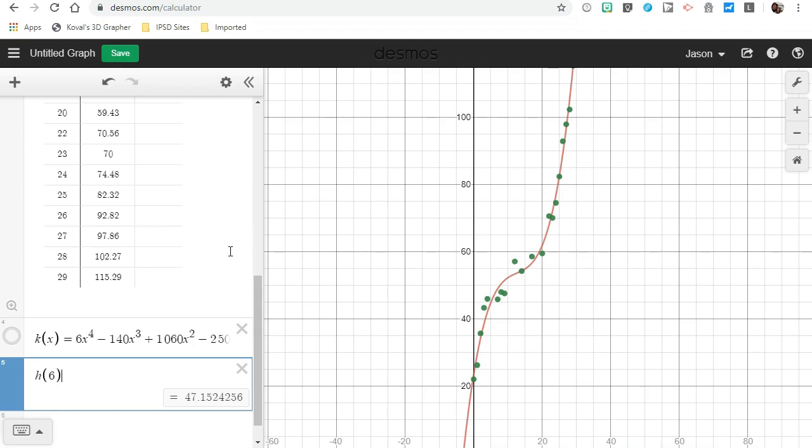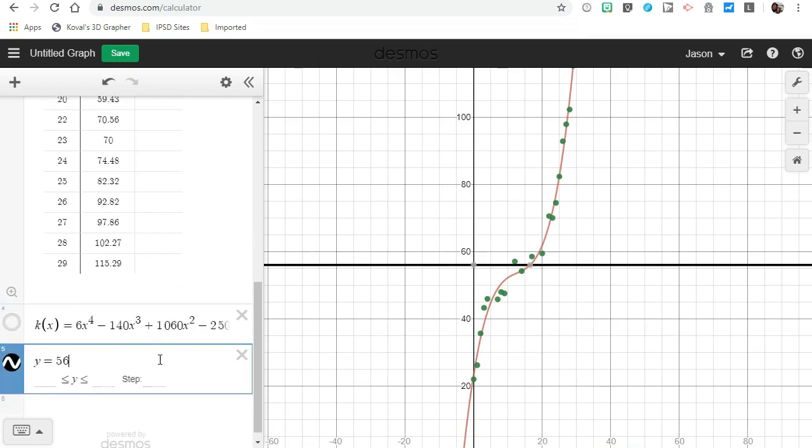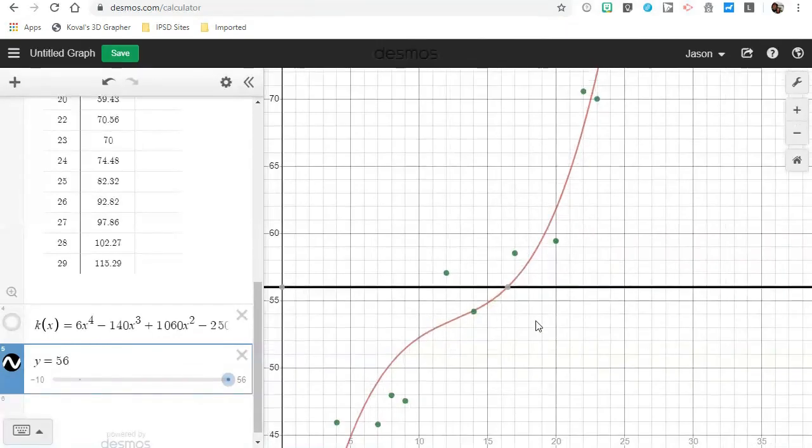Then the next thing that it's asking about is when will this end up being about 56 cents per liter? And so what we can do is we can take y equals 56 because that represents cents per liter, and then we can figure out where that intersects the curve.